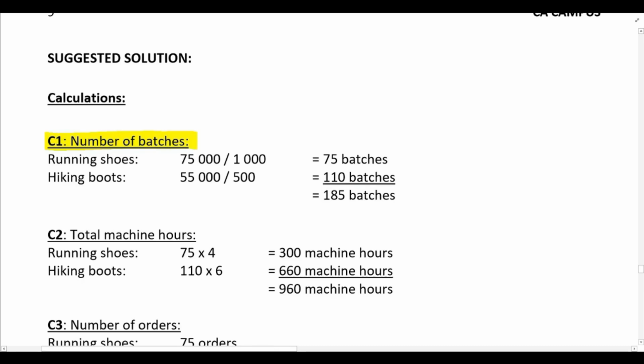My running shoes are made in batches of 1,000 units, which means it will be 75 batches. And my hiking boots in batches of 500 units, which means it will be 110 batches. So this gives the company a total of 185 batches for the year. Okay, so that's all I've worked out here, is the total batches for the year.